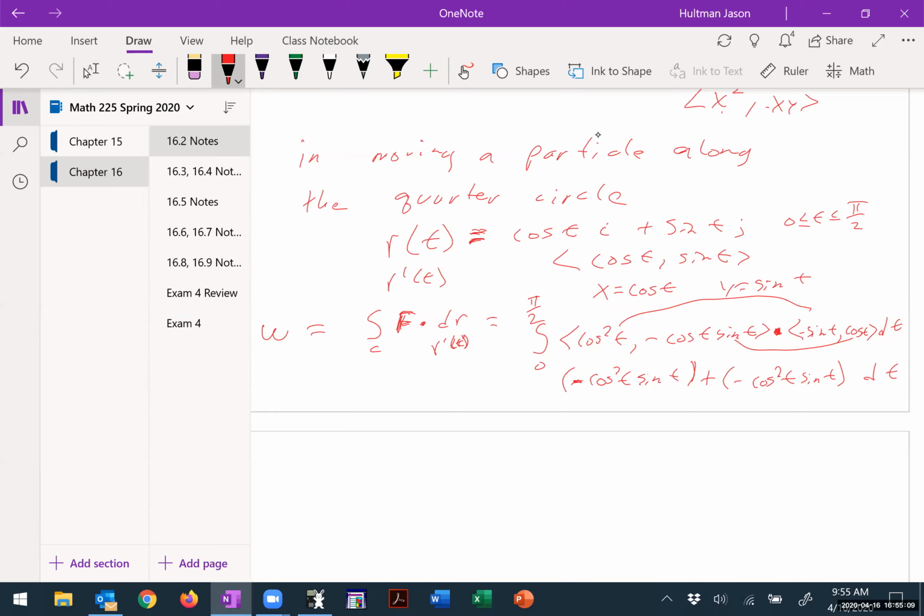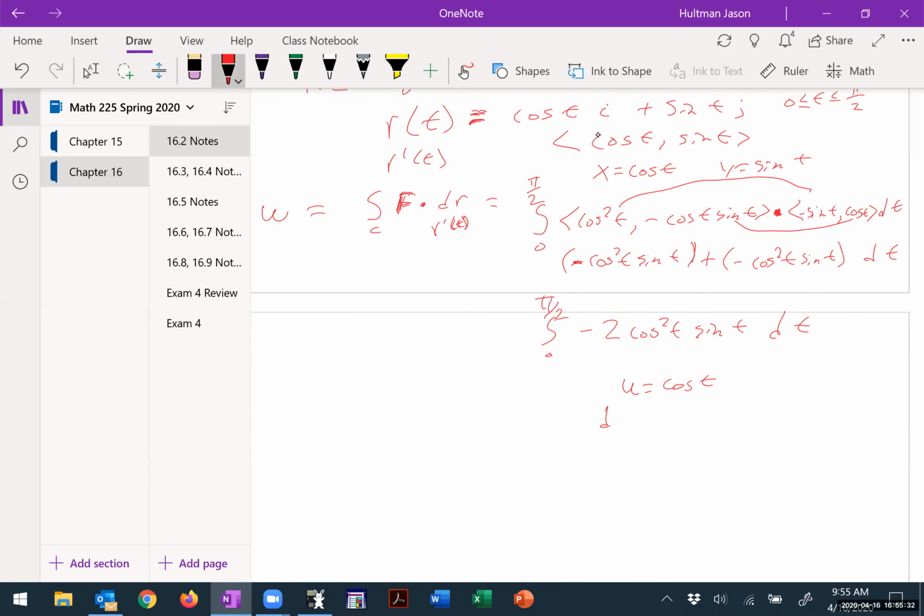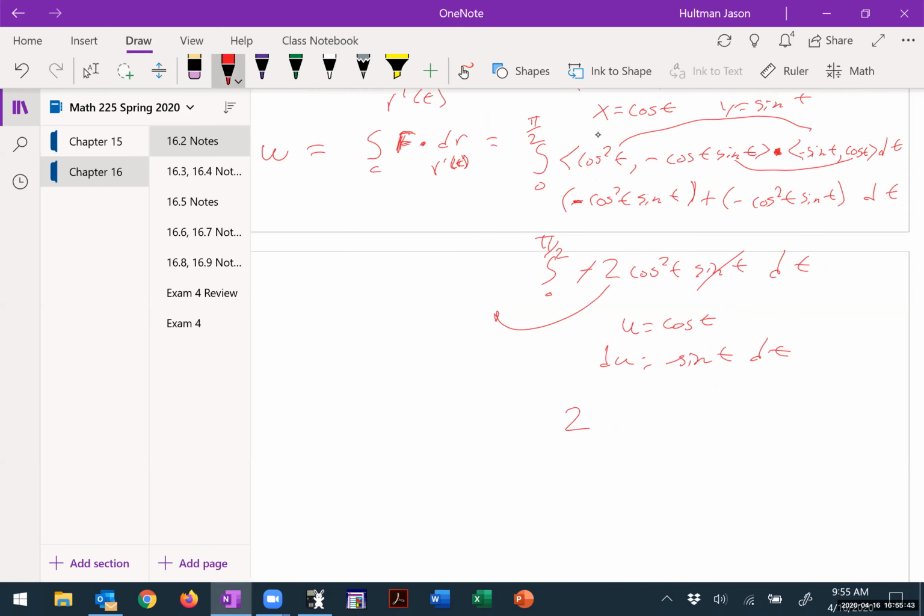So what is this? We have two of the exact same thing. So isn't this negative 2 cosine squared t sine t, from 0 to pi over 2, dt? And this is just an easy u-sub. U equals cosine t, du equals negative sine t dt. That takes away the negative and the sine t. I want to bring that 2 out in front, so this is 2 times the integral of u squared.